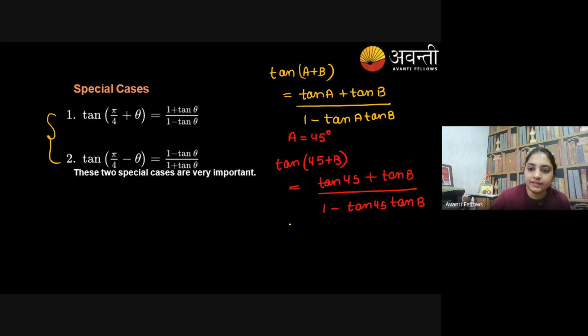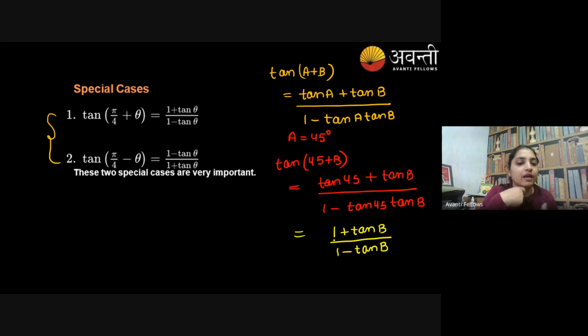So it's going to be 1 plus tan B divided by 1 minus tan B. Just look at the thing: whenever I find that 1 plus tan B upon 1 minus tan B is there, it means 45 plus B is there. If opposite signs are there, 1 minus upon 1 plus, then I must have 45 minus theta. Clear, bachcho?